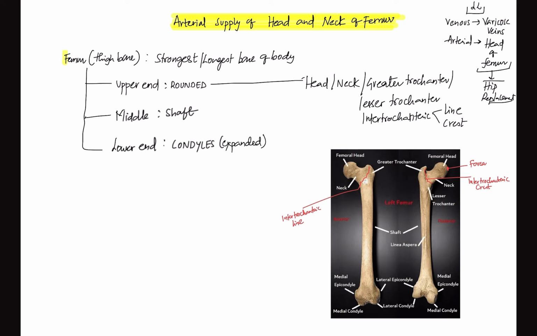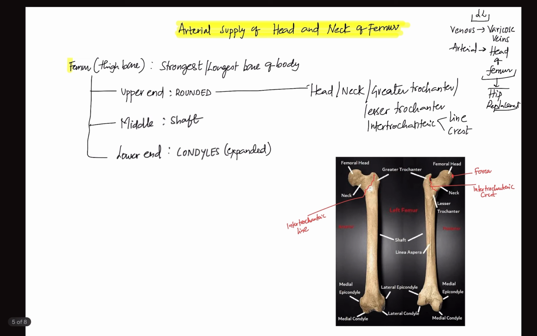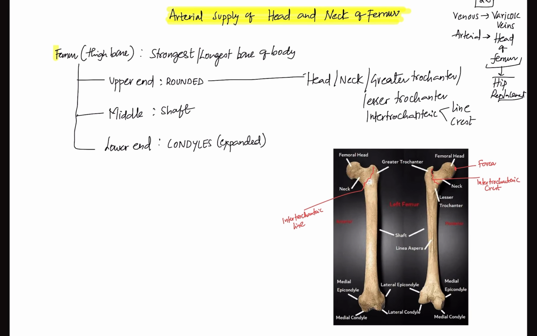To understand it in detail, you need to know the parts of the femur as an introduction. Femur, also known as thigh bone, is the strongest and longest bone of the body. As you see, the upper end is rounded. We call it head, neck. As you can see here, you have a greater trochanter, you have a lesser trochanter, and you have an intertrochanteric line anteriorly, intertrochanteric crest posteriorly. The osteology part is not important for our exam point of view, right?